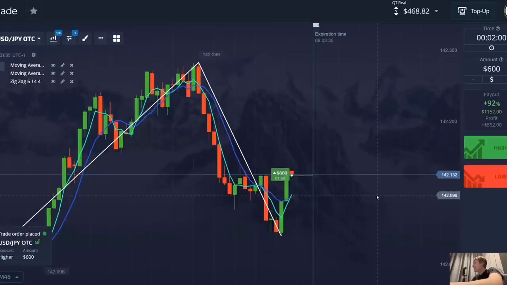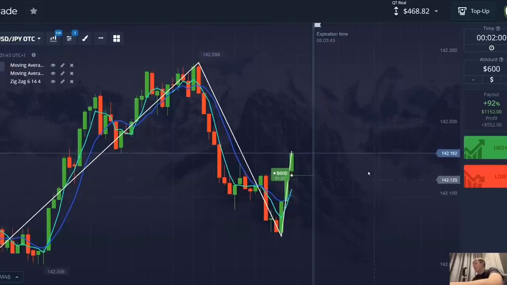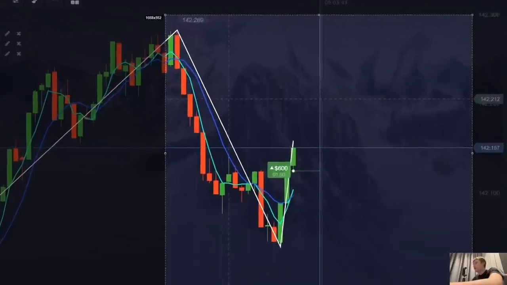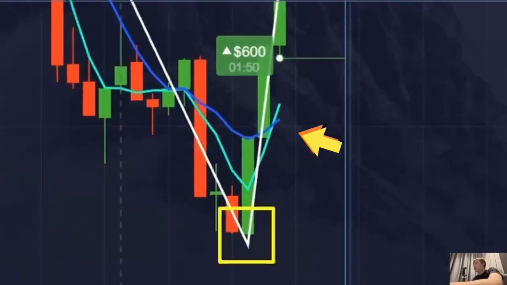Everything works exactly the same as in the previous example, but in the opposite direction. Yeah, my friends, candles have been steadily moving down for 10 minutes. I see that the zigzag line has been moving down for a long time without corrections. Two moving average lines have crossed right now, and it's the best time to open a trade and try to make money.